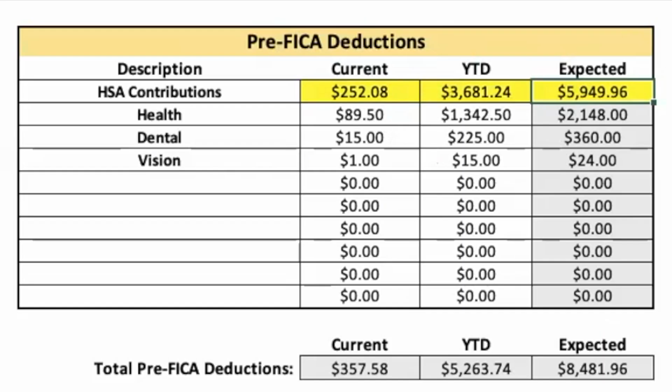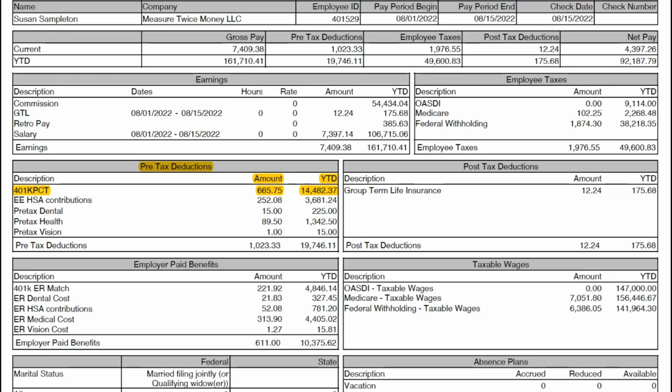As we enter those deductions into the calculator, we notice that her expected family HSA contributions as an employee will reach $59.50 before any employer contributions. Susan's only remaining pre-tax deduction that is subject to FICA taxes is her traditional 401k contribution. Dividing the current amount of $665.75 into her current base salary of $7,397.14, we discover that she has elected to contribute 9% as an employee.